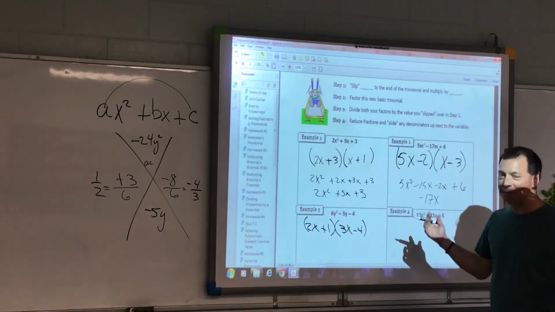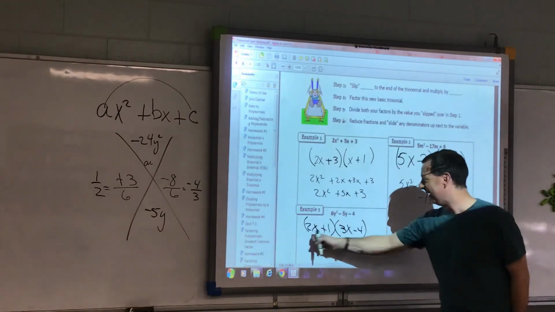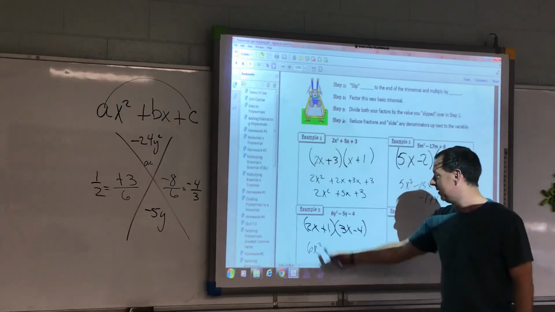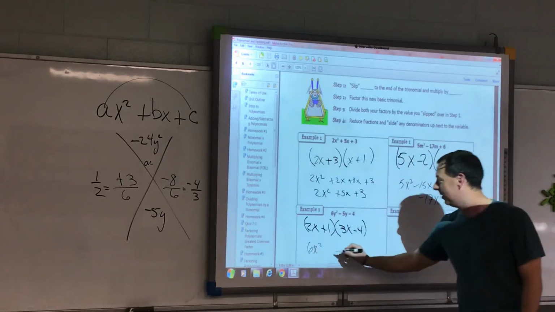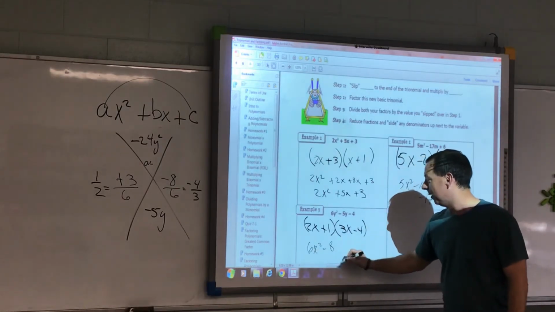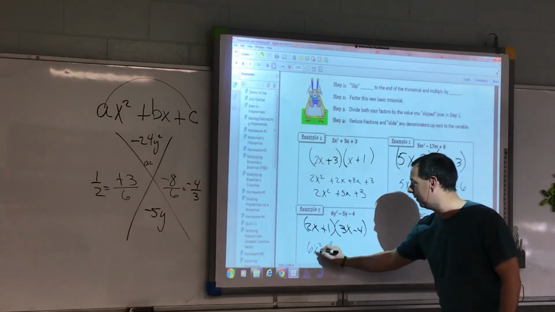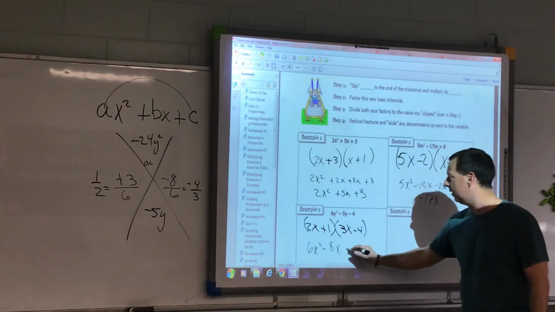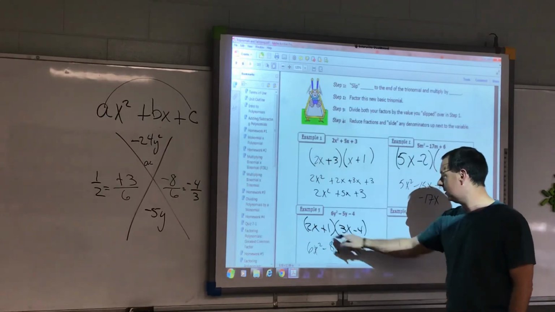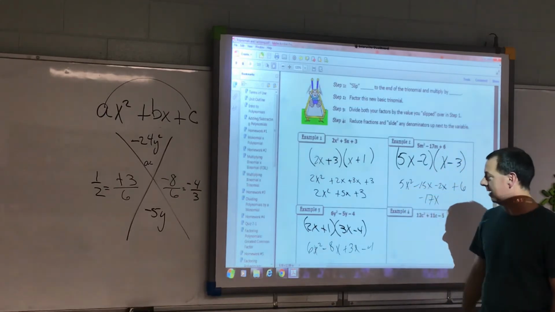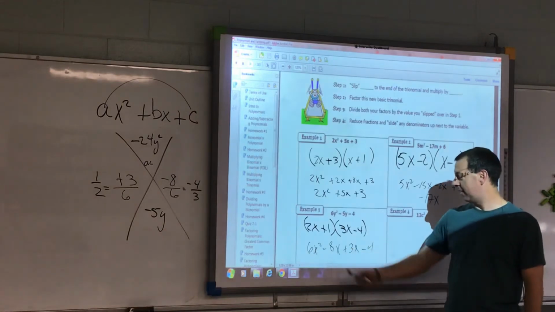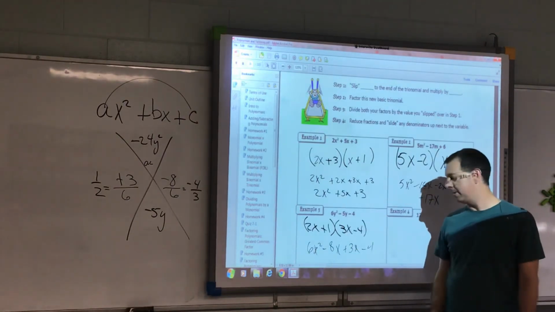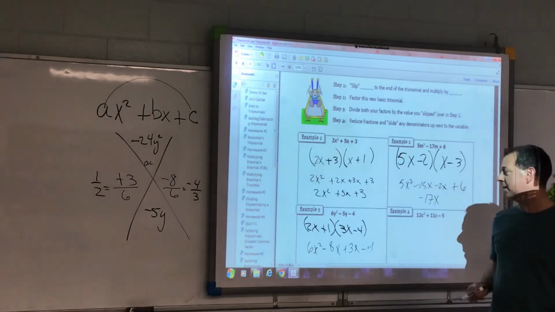You got it. So I'm going to check my answer now. 2x times 3x would be 6x squared. 2x times negative 4 would be negative 8x, I'm going to change them to x, they're x's. And then 1 times 3 will be a positive 3x. 1 times negative 4 is negative 4. So negative 8x plus 3x is going to be my negative 5x, and it checks out.